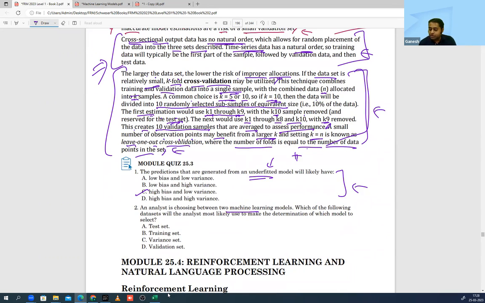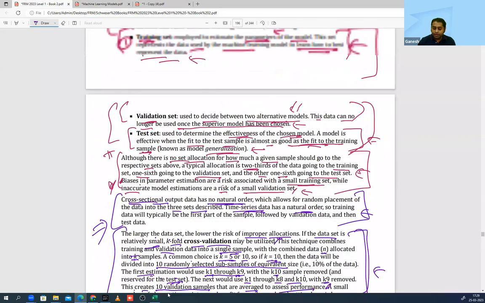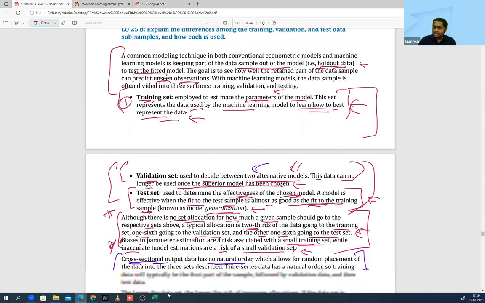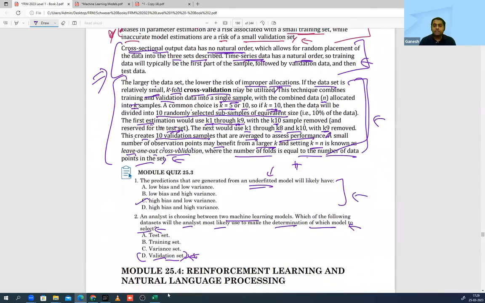An analyst is choosing between 2 machine learning models. Which of the following data sets will the analyst most likely use to make the determination of which model to select? What do you think? Validation set. This is the main set on which you validate the model. If you remember, it was also written in the book; if you read the validation point, read this. Of the 2 models, I am going to select one. Once you have selected one of the 2 models, then you use it for prediction in the testing. Okay, so the answer is going to be D.